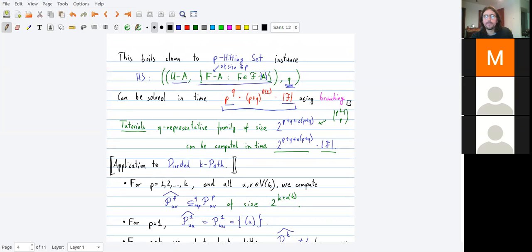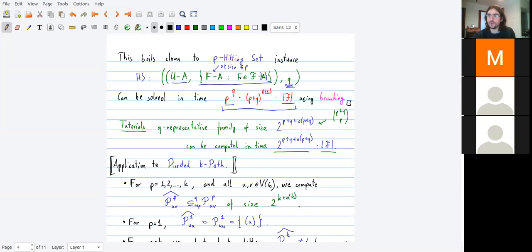What is the point of using this Q representative family if we need to spend XP time to construct it? So what you mean is that you start with a family of all the n power p paths of length p, and then this would yield an XP algorithm. Do I understand correctly? Yes, because it's needed to construct the set of much smaller size.